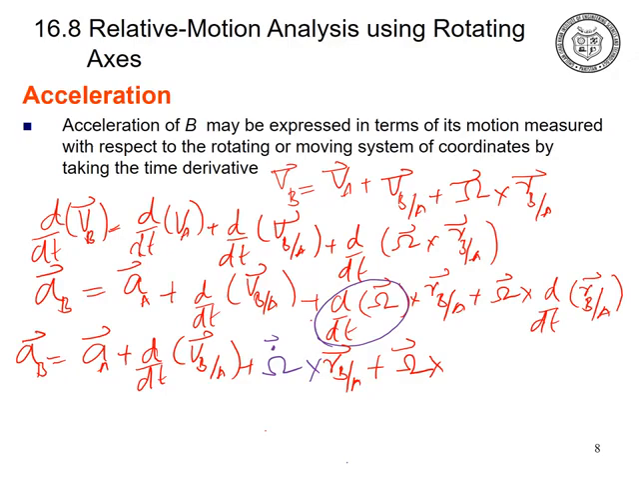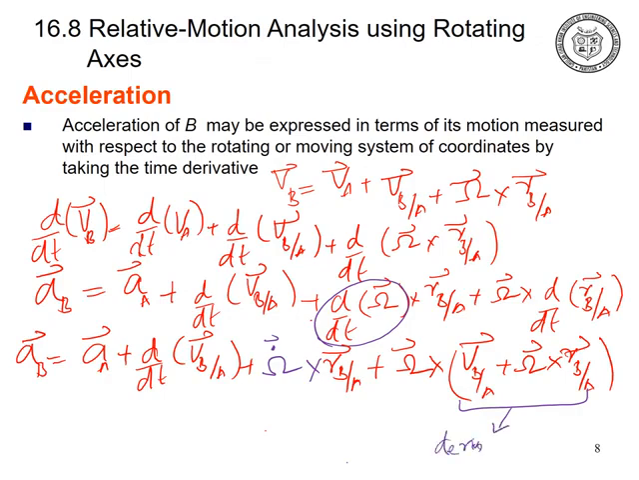So the time derivative of r_B/A, as we derived this for the case of the velocity, was equal to v_B with respect to A plus omega cross r_B/A. This was the time derivative of r_B/A, and this was derived earlier. So in the previous slide, slide 6 or slide 5, you can see how we derive the d/dt of r_B/A.